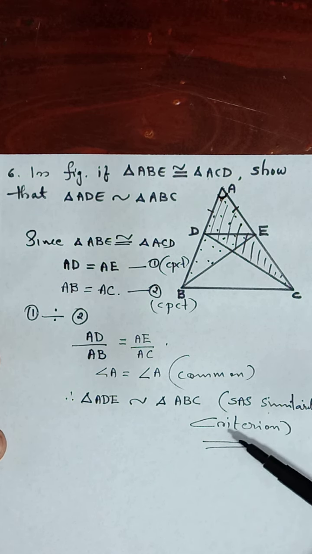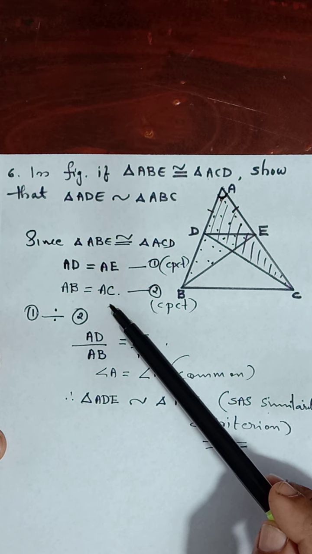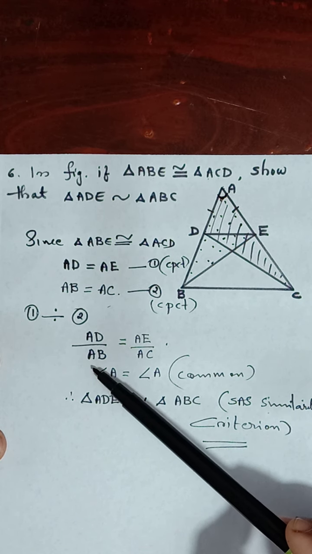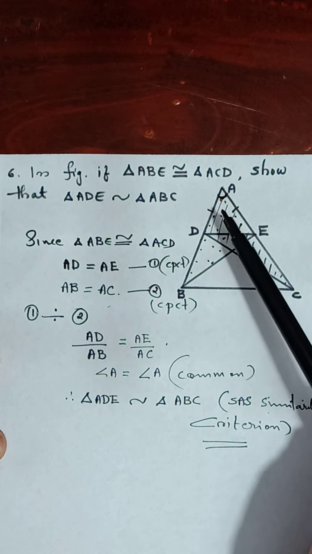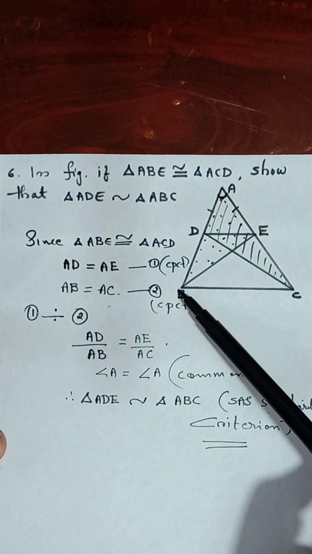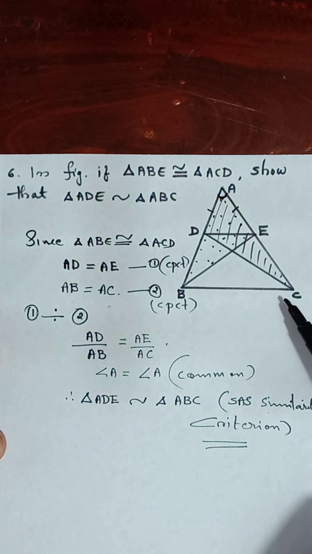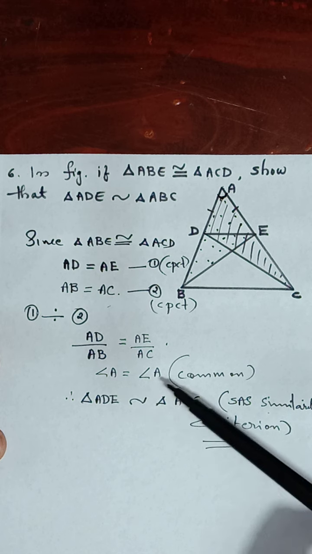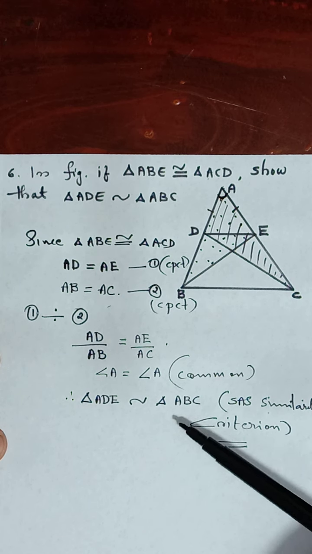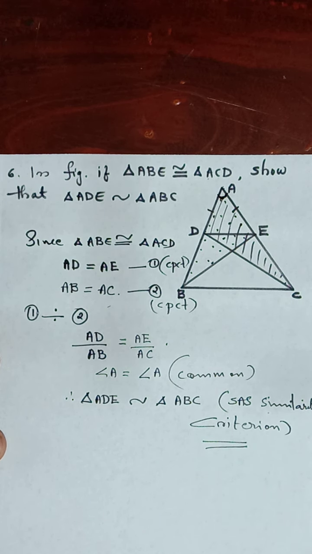That is how, when we divide the first equation by the second, AD by AB equals AE by AC. AD by AB, that is the smaller one by the bigger one. AE by AC, same way, and angle A is common for both of them. Therefore, these two triangles are similar. It is by the SAS similarity criterion.